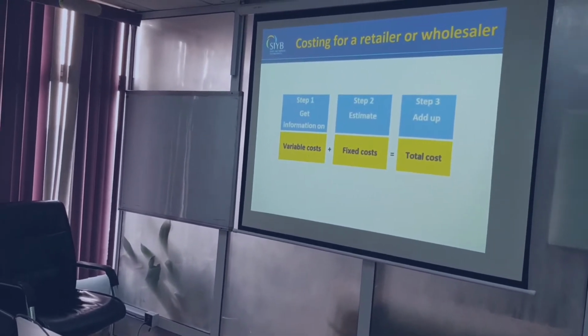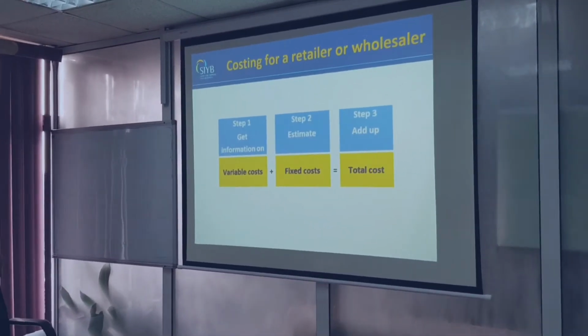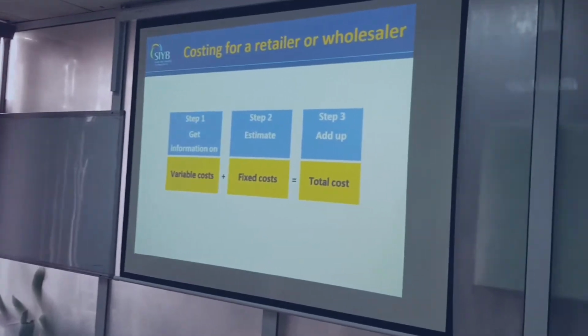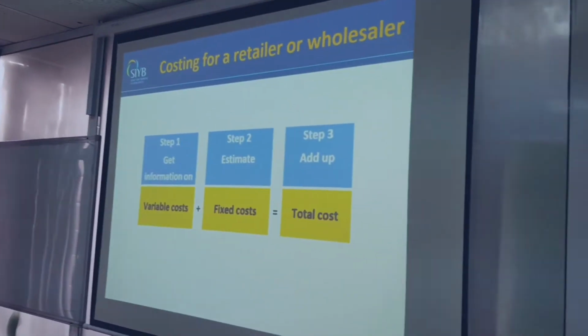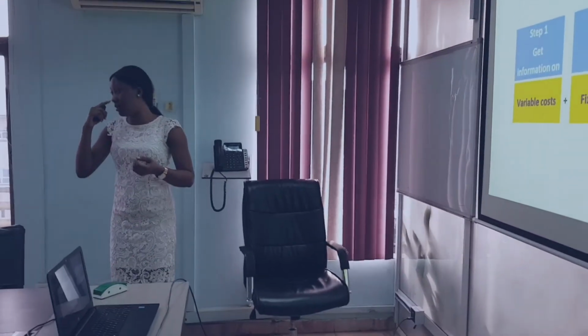Step 1, for a retailer or wholesaler, you have to get information on your variable cost. If I want to make bread, how much is flour in the market? How often does the price change? How much is butter? How much is sugar? How much am I going to invest in buying all the little things I need to make this bread?